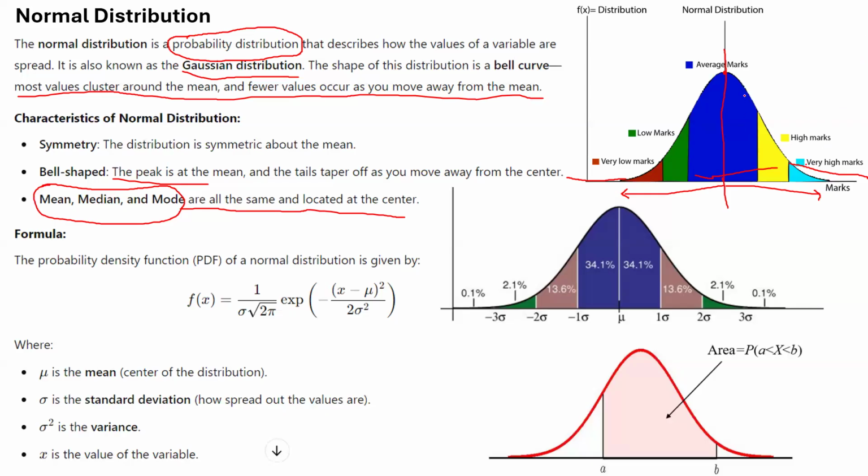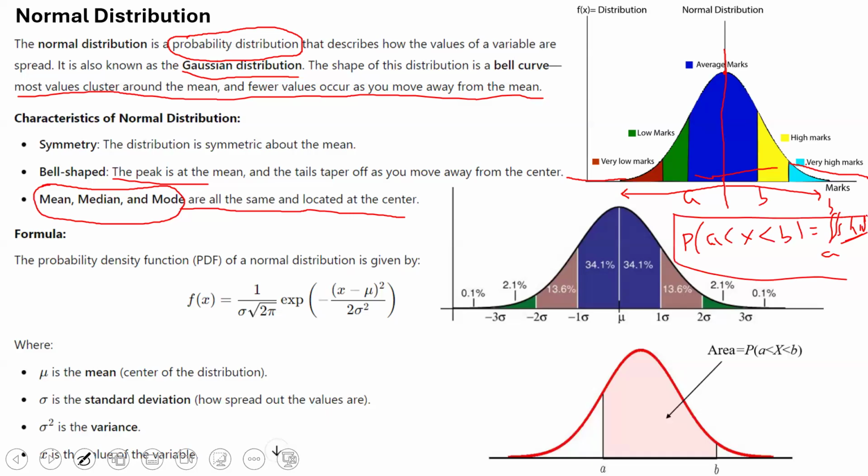When you want to calculate the probability of the random variable taking a range of values, let's suppose this is A and this is B. If you want the probability of the random variable taking a value within this range, how do you calculate it? This is just the integration from A to B, integrating the probability density function in this range. That is how you calculate the probability, right? Yeah, correct.